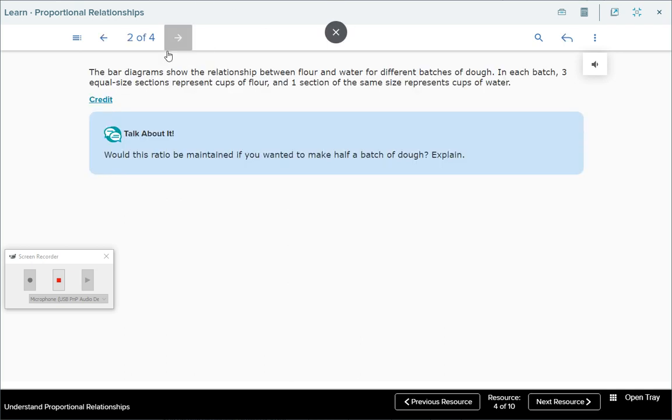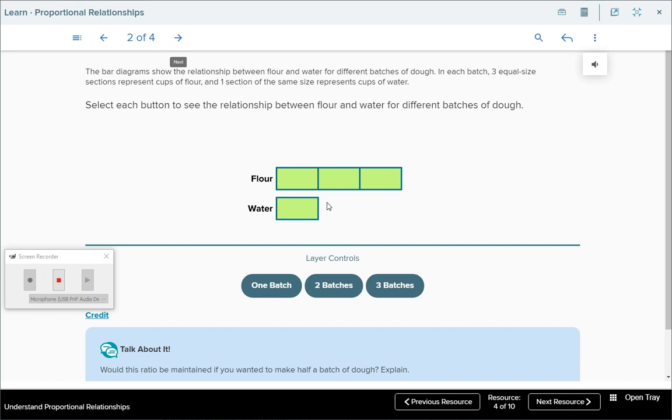This is a bar diagram that shows us what we're talking about. 3 cups of flour for every cup of water. So if I did 3 batches, how many cups of flour would I have? 9. How many cups of water? 3, right? That would be an example of a proportional relationship. So if you wanted to make 10 batches of pizza dough, could you figure out how much you would have to do? Multiply each quantity times what? How many cups of flour would I need for 10 batches? 30. How many cups of water? 10. Easy, right?